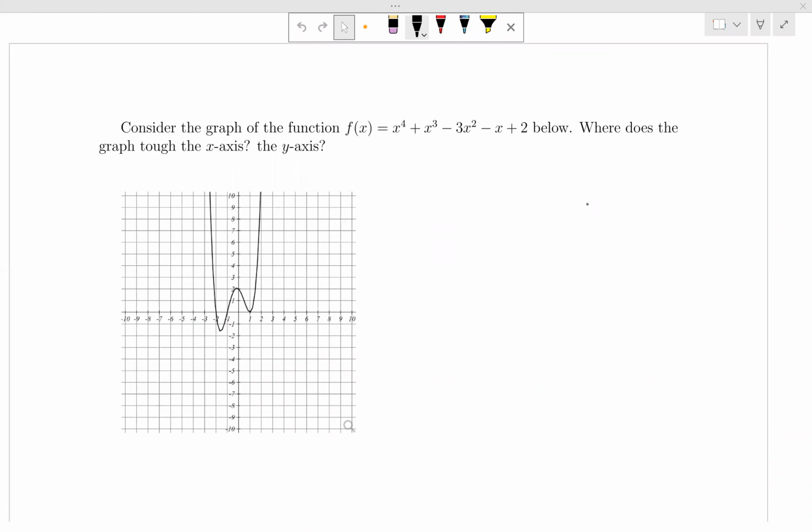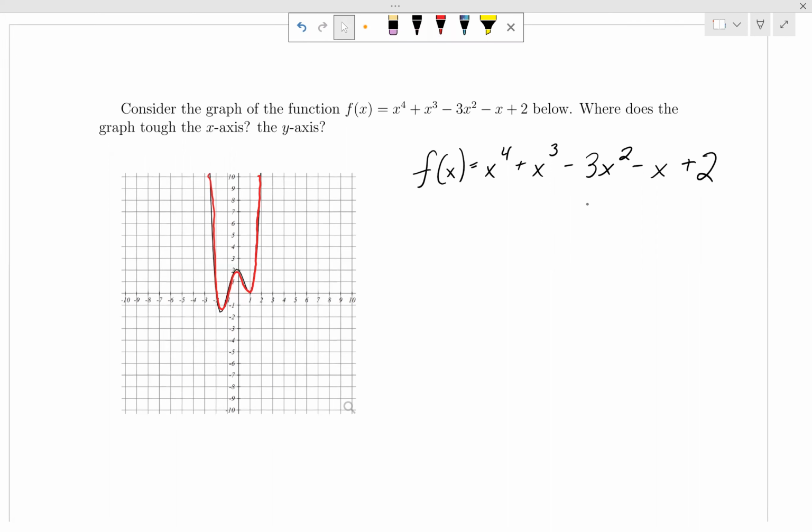Hey, so we have this problem, and it wants us to consider this graph of the function f of x is equal to x to the fourth plus x cubed minus 3x squared minus x plus 2. And that's this graph right here to the left. I'm kind of squiggling over it in red. All right. And it wants to know, where does the graph touch the x-axis and then the y-axis.